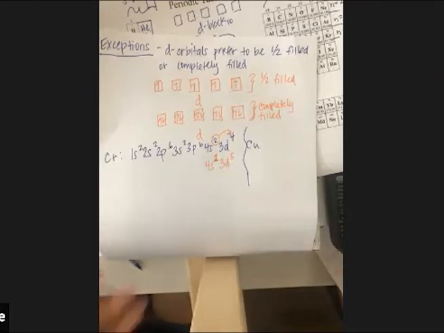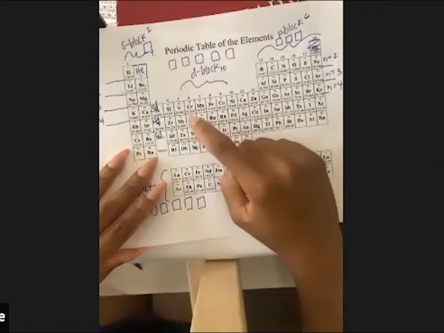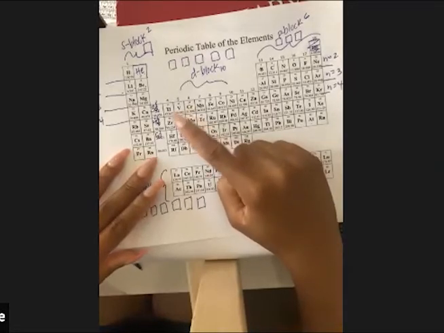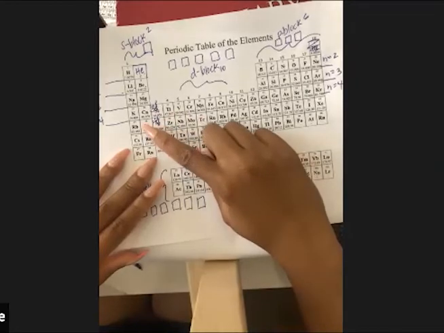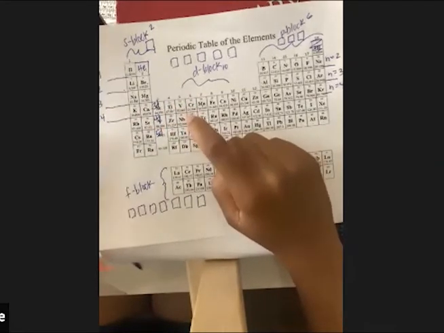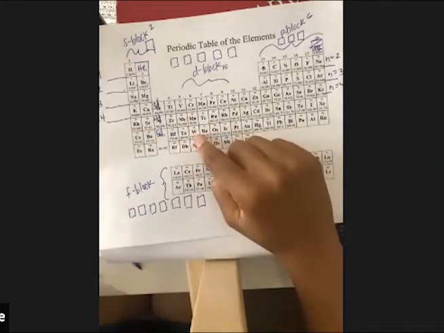The same thing happens with what's right under chromium, and with tungsten. So it would be 5s1 4d5, and 6s1 5d5.